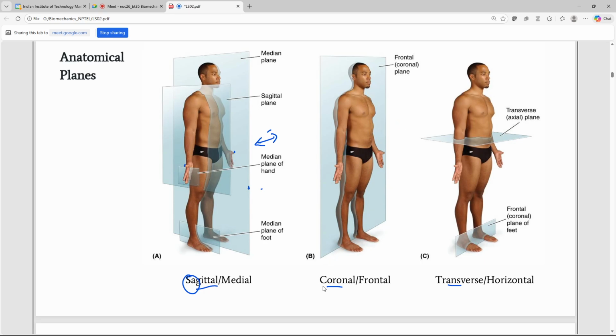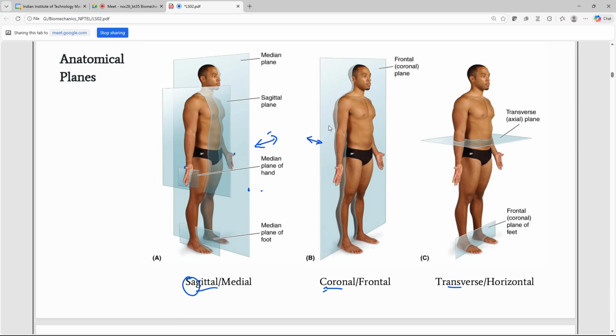And next is the coronal plane or frontal plane. Corona is related to the eye. The plane which is in the direction of viewing, the placement of the eye, is called the coronal plane. In that way you can remember it. This plane moves in the anterior-posterior direction, front to back. That's why it's also called the frontal plane. Then the next one is the horizontal plane or transverse plane, where the body is cut and a cross section of the body is created. That is the transverse plane.